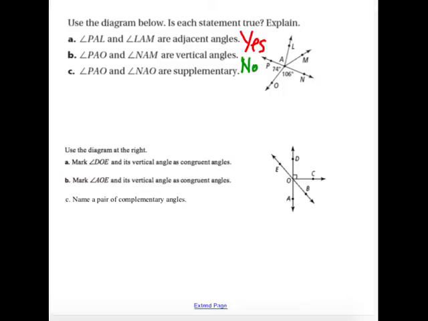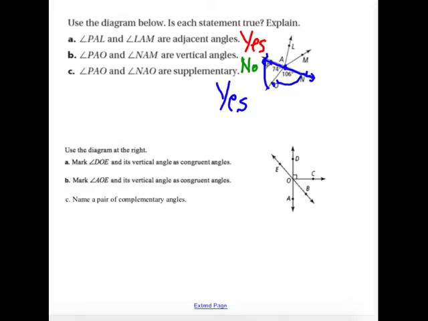And again, PAO, this angle here, and NAO, this angle here. They want to know if they're supplementary. Supplementary means 180. So does 106 plus 74 equal 180? Yes. Also, you'll notice this is a line, they're a linear pair, so they also have to be supplementary.